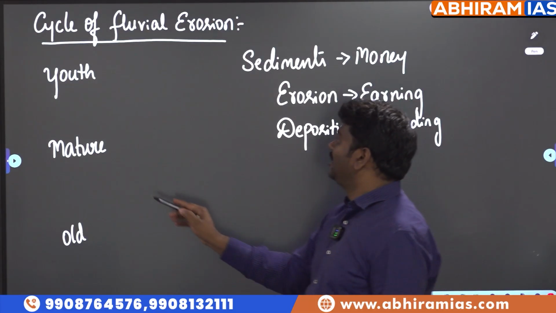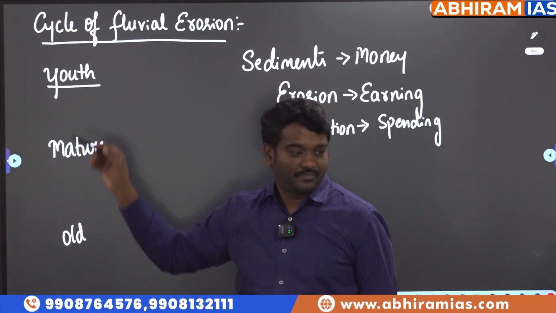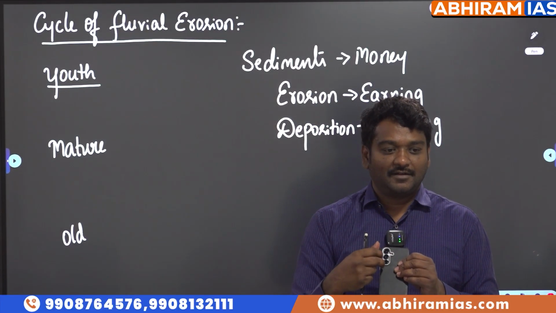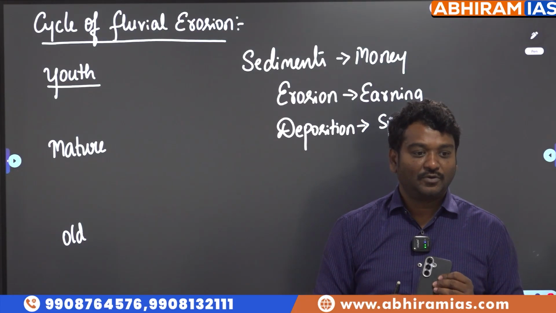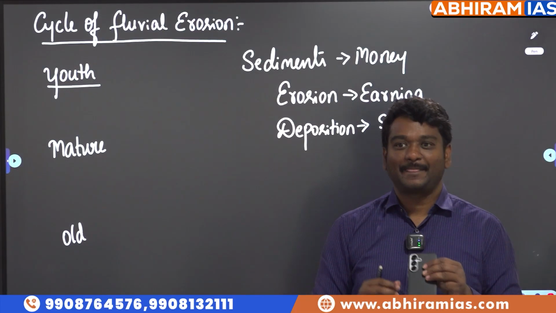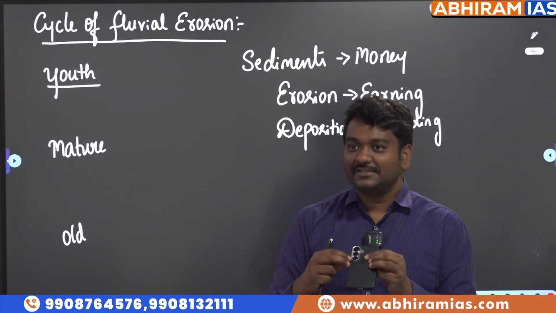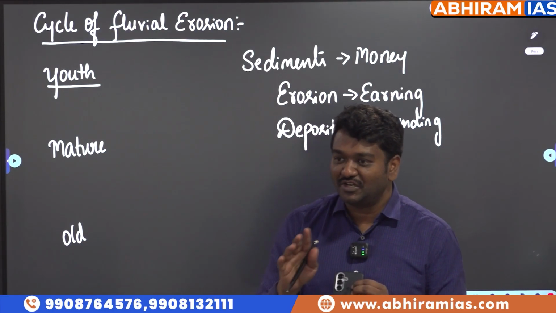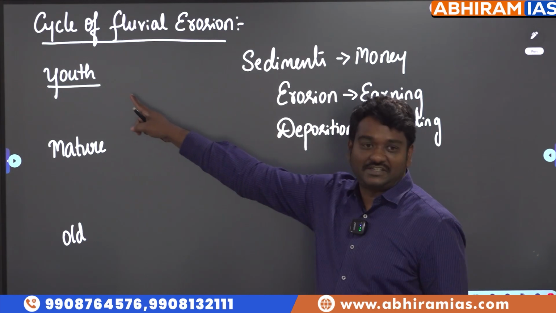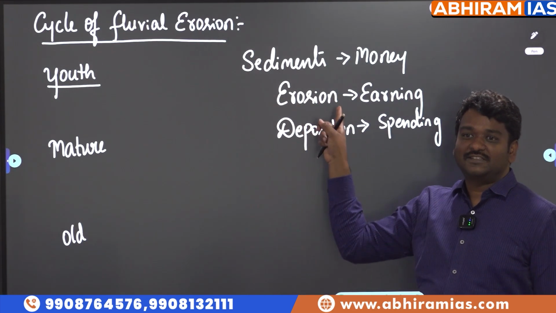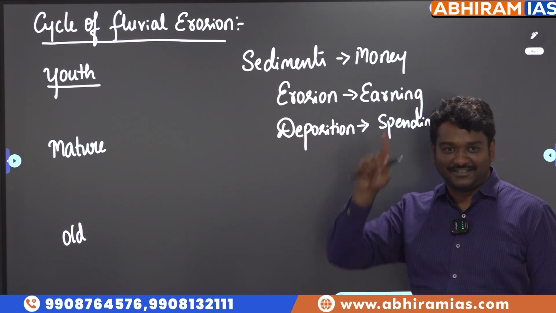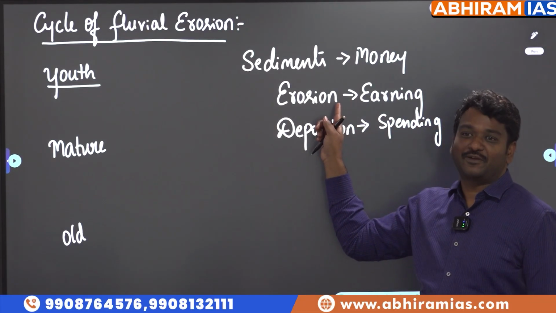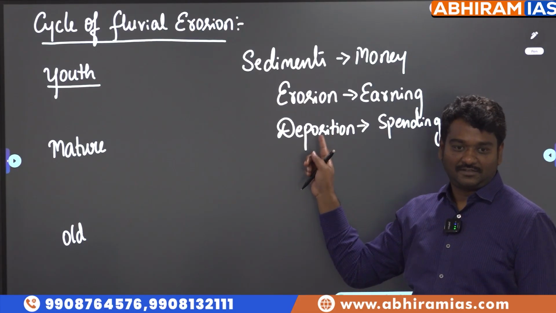So he says, youth stage, river moves faster. When rivers flow straight, erosion will be more, deposition will be less. Youth stage, earnings are more, spending is less. As I told, not Gen Z, like earlier, people when they were working, savings were more, expenditure was less.